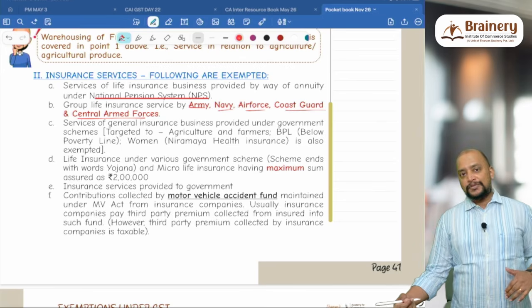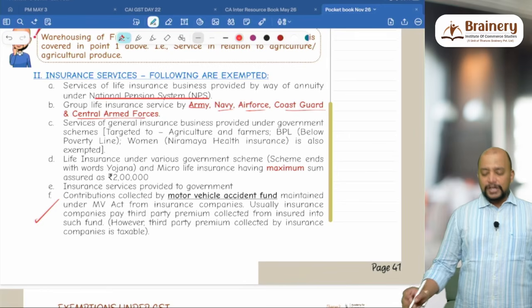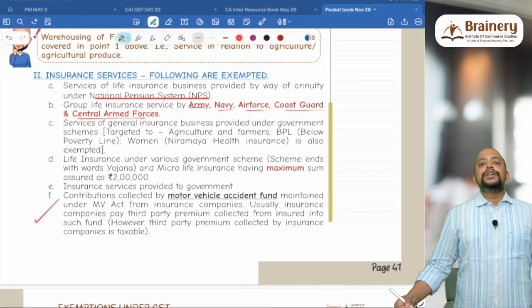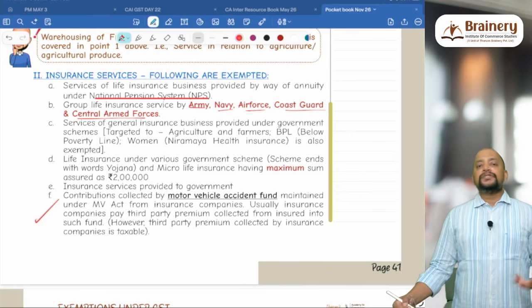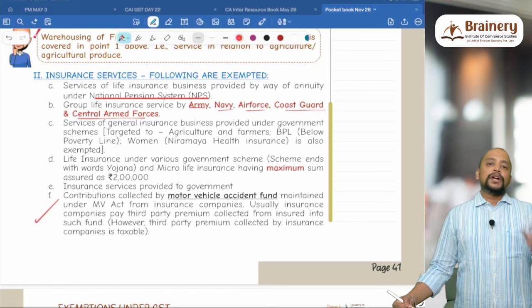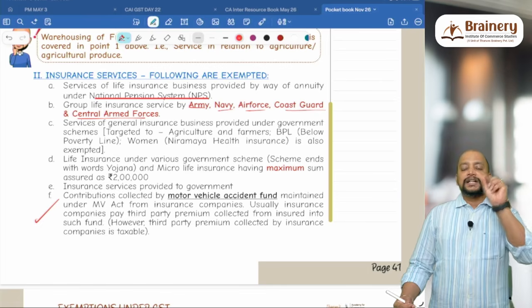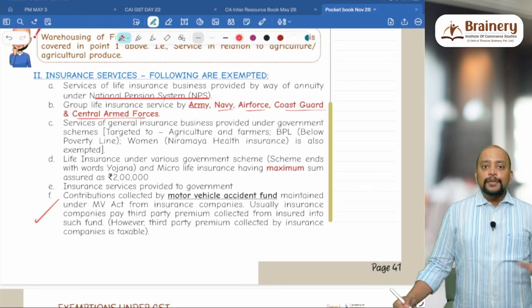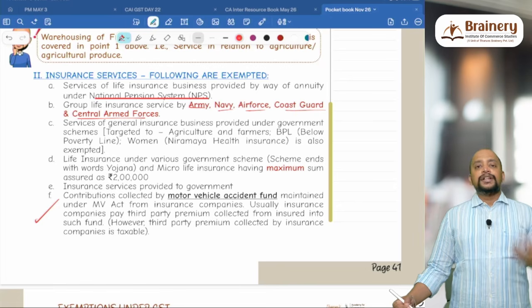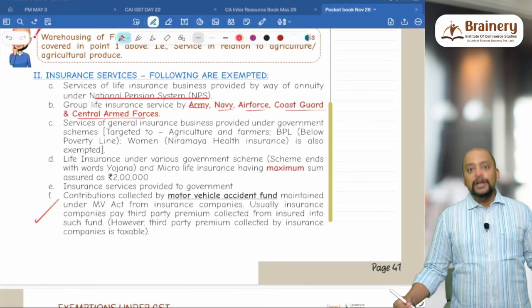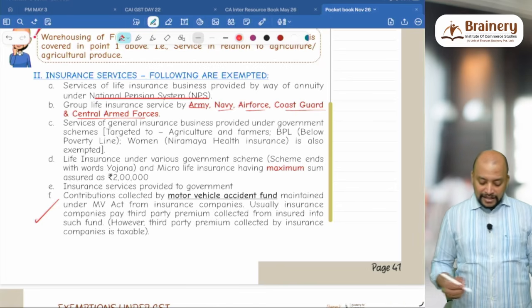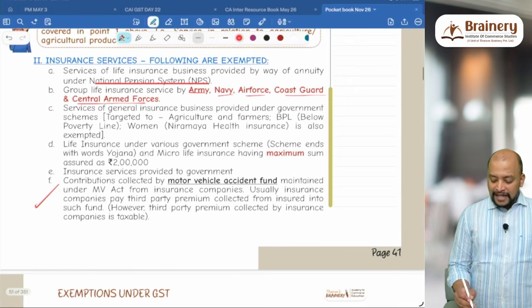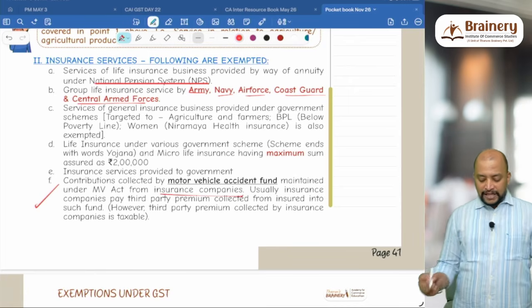We have one more exemption there, with respect to the motor vehicle accident fund. Usually insurance companies will be members of the motor vehicle accident fund. Whatever premium they collect, a third party premium will be deposited into the motor vehicle accident fund, and using that fund, money will be paid to the people who suffer motor vehicle accidents. So that is the contribution collected by the motor vehicle accident fund maintained under the Motor Vehicles Act from insurance companies.